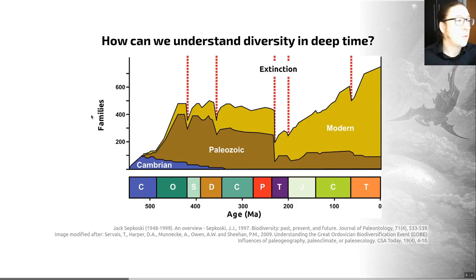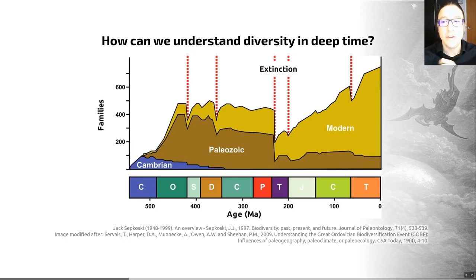If we take one of his family-level Sepkoski curves, because that's what these things are called, we see that the higher we are on the y-axis, the more families we have as we go through time from the Cambrian to today. We see dips. One there, one there, one there, one there, and one there. And these are pulses of extinction.